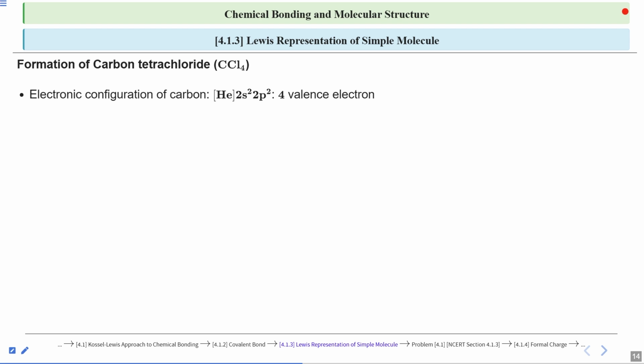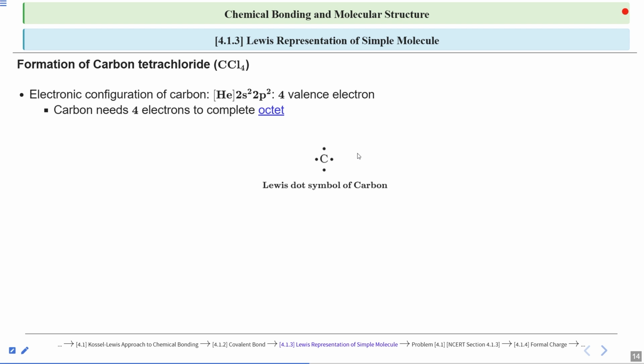So, there are now possibilities. Either it can donate the 4 electrons, or it can accept or share the 4 electrons. So, 3 possibilities I would say. The first 2 arise from transfer. The last one arises from sharing. So, in the case of CCl4, since both are non-metals, carbon will share. It needs 4 electrons to complete its octet and it will do so through sharing.